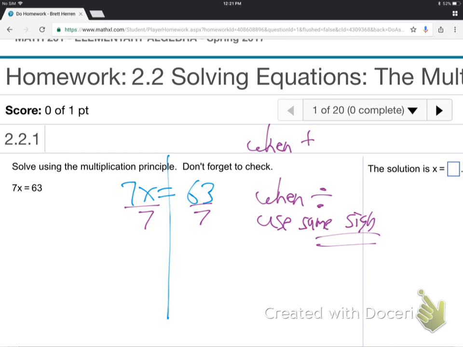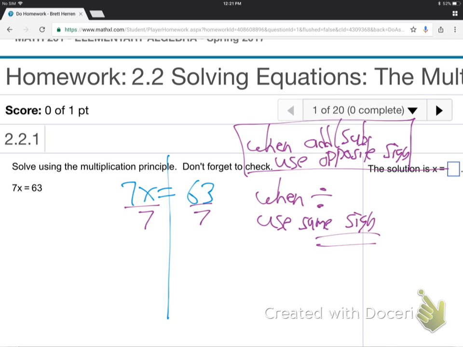So let me write both. When you add, subtract, we use the opposite sign. So I want to make sure that's clear. When you divide, you always use the very same sign. Meaning, if that was a negative 7 there, I would divide by negative 7. I would divide by the very same sign, which is different than what we just did for adding and subtracting. Remember, adding and subtracting, we always use the opposite sign.